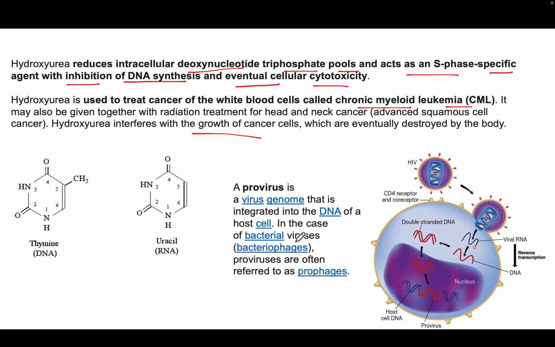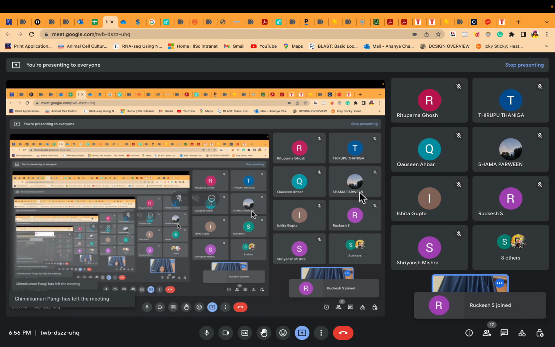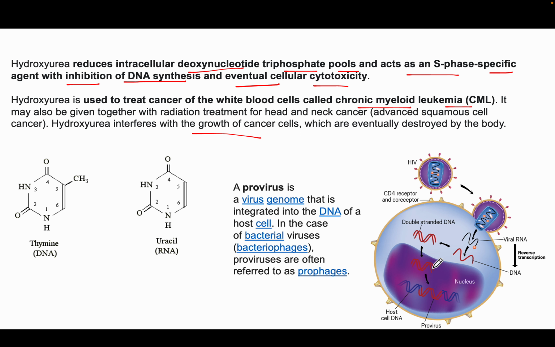Now you can see this is a provirus. This is a viral genome that is integrated into the DNA of the host cells. Here you can see the HIV virus. When it infects, it will interact with the receptor present on the cell membrane and go inside the cell, and then it will release its viral RNA. As it has RNA, reverse transcription will happen, and from RNA we get DNA. Then the DNA will replicate and form double-stranded DNA, and it will enter the nucleus. If it gets inserted into the DNA or genome of the host, then it will be called a provirus.